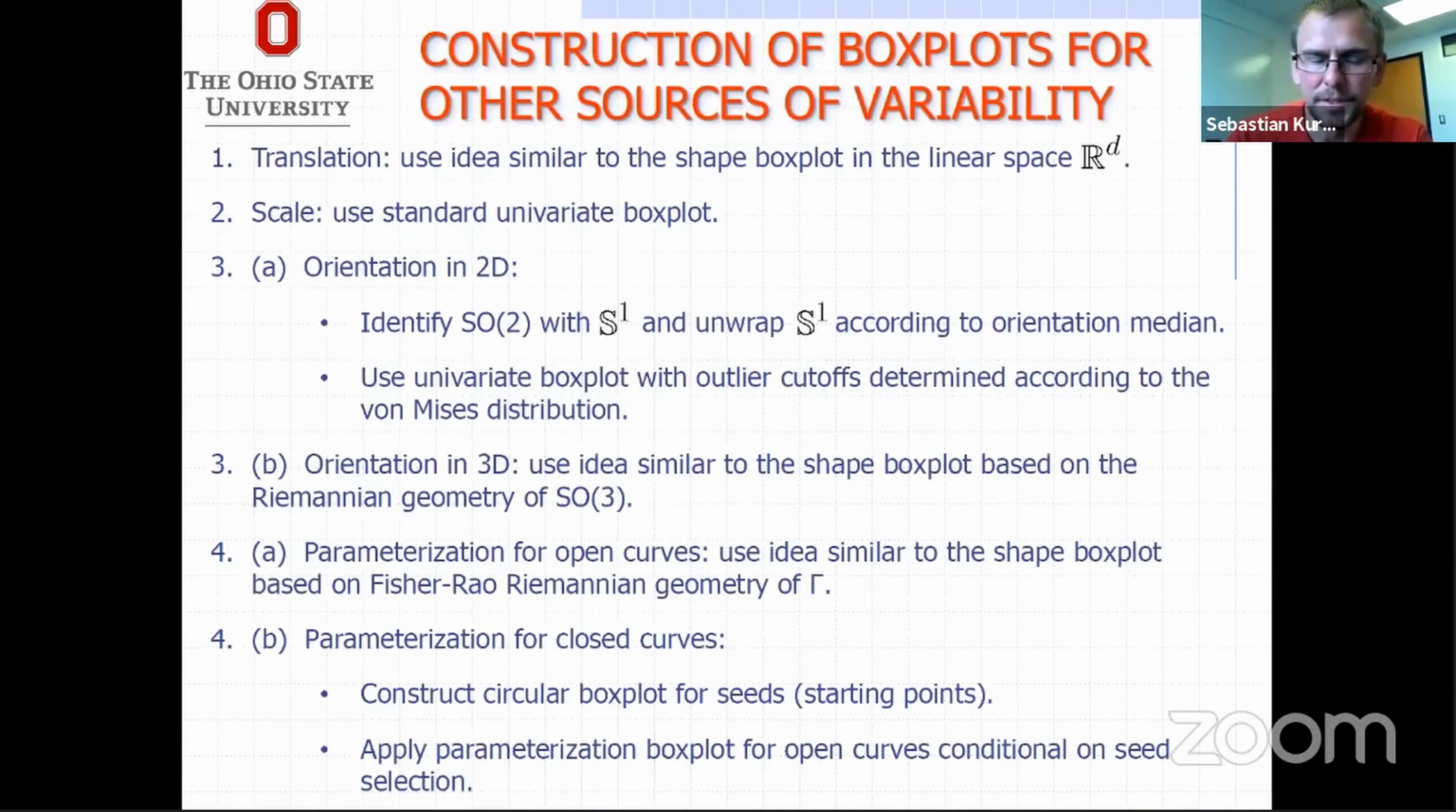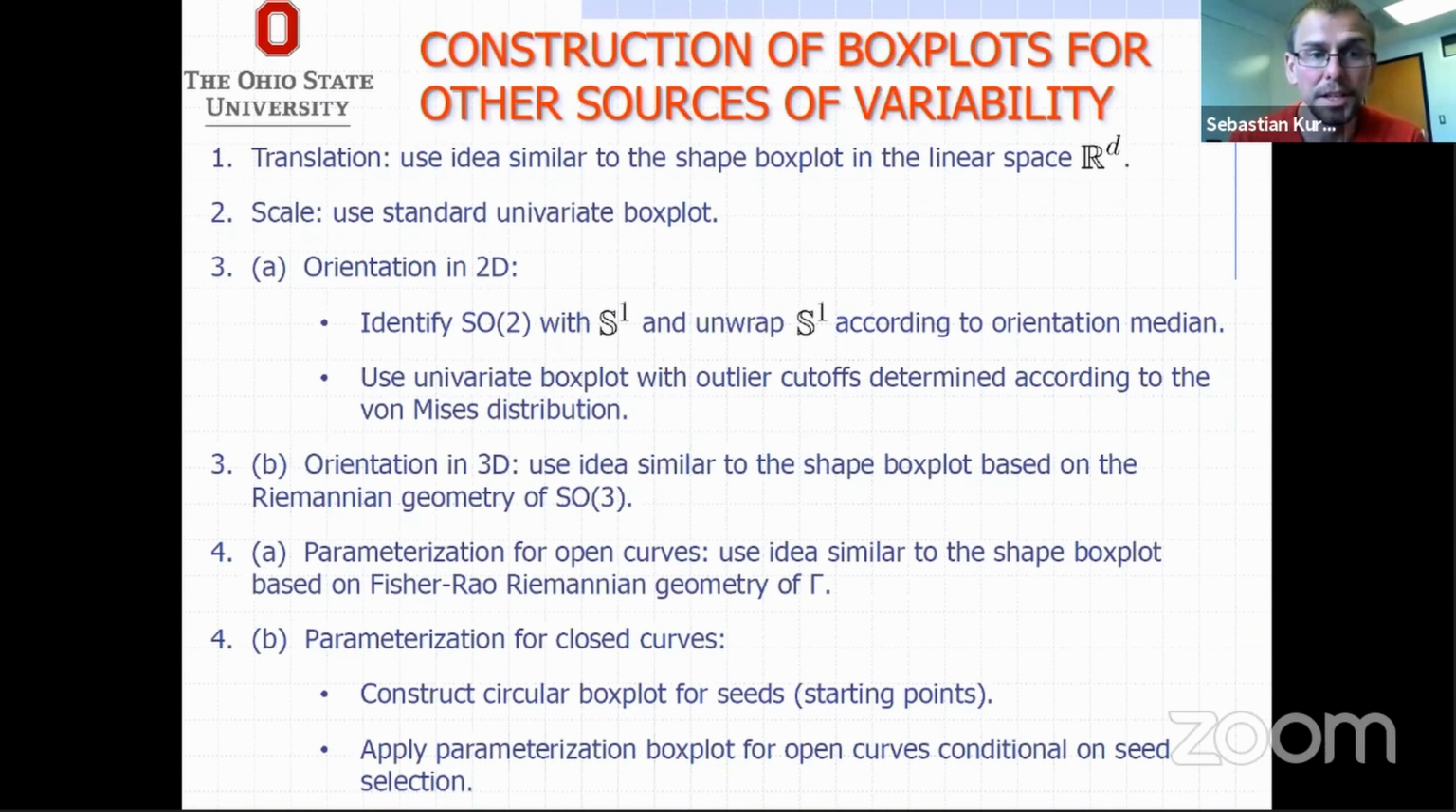Okay, so I'm quickly running out of time, but let me just tell you a little bit about the other sources of variability. For the translation, we again use a similar procedure as to the shape box plot. For scale, we just use the standard box plot.